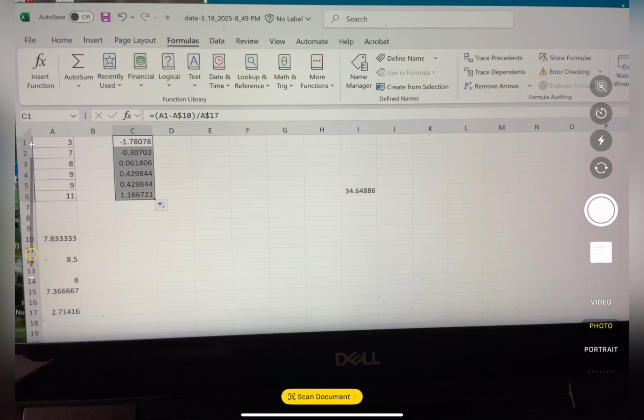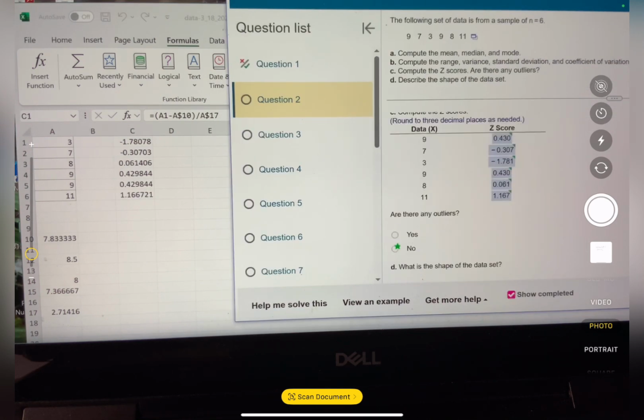Okay, I got the numbers. There we go. Let's open. So number 9 is 0.43. What else? Number 7, negative 0.307, and so forth. If you compare, you will get the same thing. Now, are they outliers? When we are looking, the numbers are close to each other, right? There is no extremely high or extremely low number, so there is no outlier.